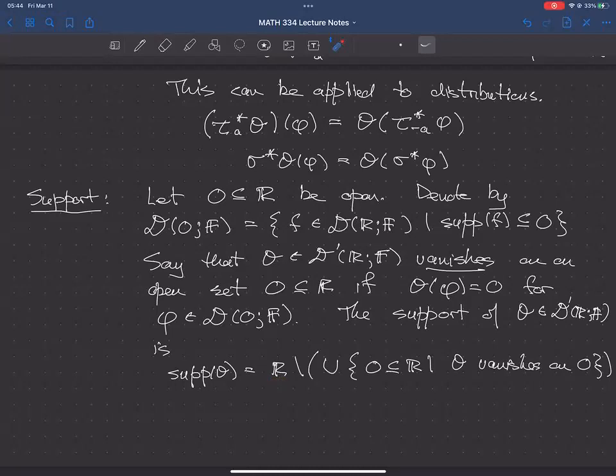The idea is that if you have a point T in the support, then there's going to be some test signal phi that doesn't vanish at T, and when you evaluate theta on that, you'll get something non-zero. So that's the support of a distribution. For example, the support of delta, the Dirac delta that we talked about last time, is 0. This is a thing about distributions: you can have a distribution which has substance to it, like delta, with a point support.